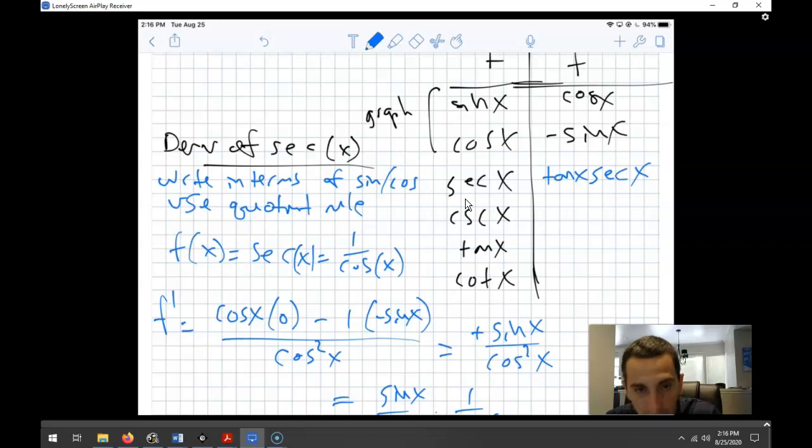So when you do cosecant, I'm not going to do it. You could do it on your own. If you want to pause this video and do the same thing with cosecant, you can.